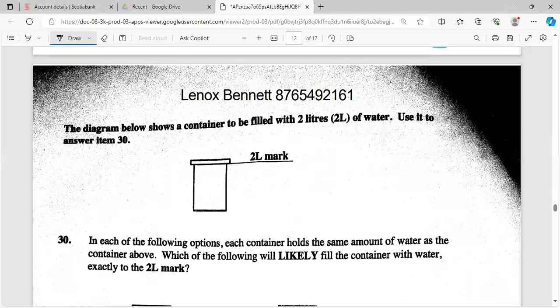The diagram below shows a container to be filled with 2 liters of water. Use it to answer item 30. So this is the 2 liter mark. So it's full to the brim, as the Jamaicans would say.